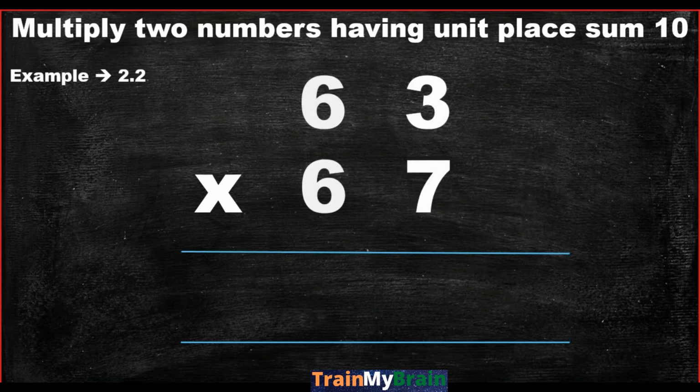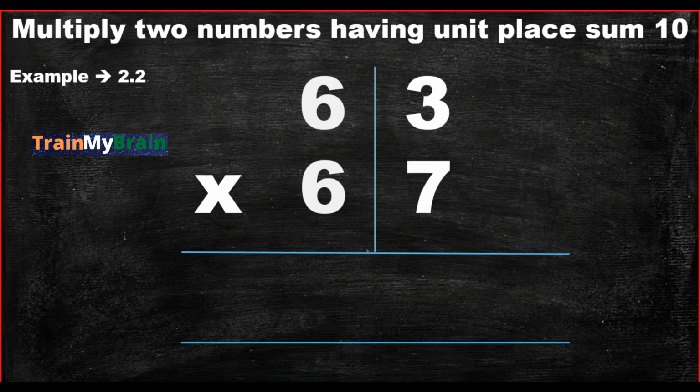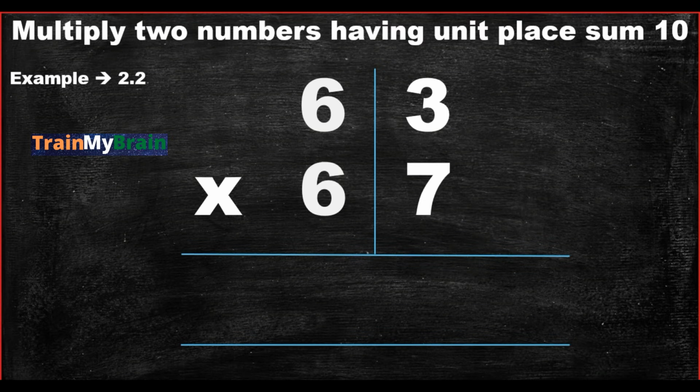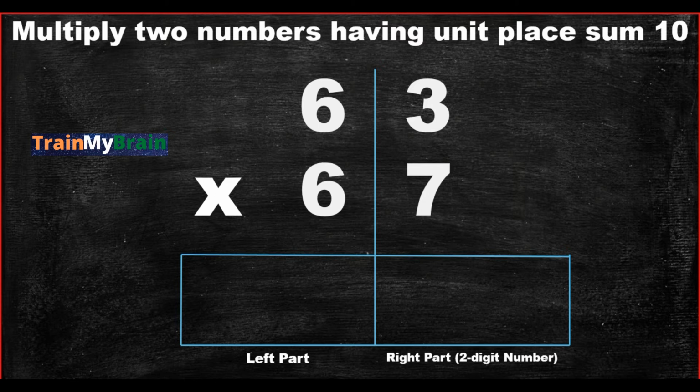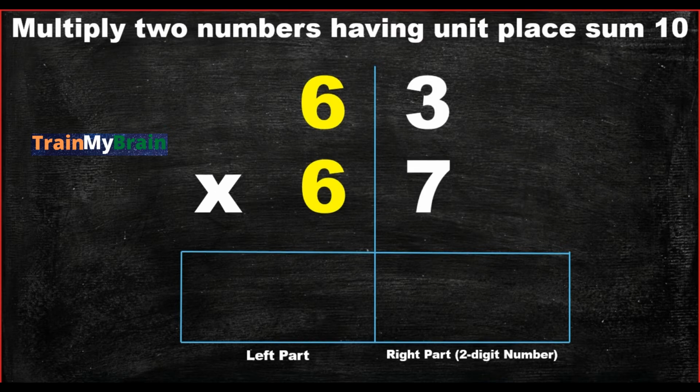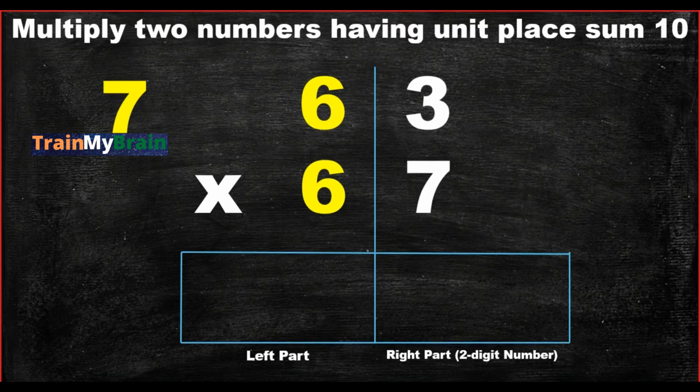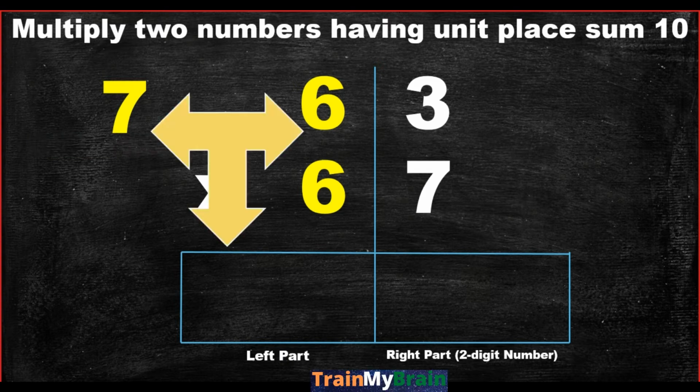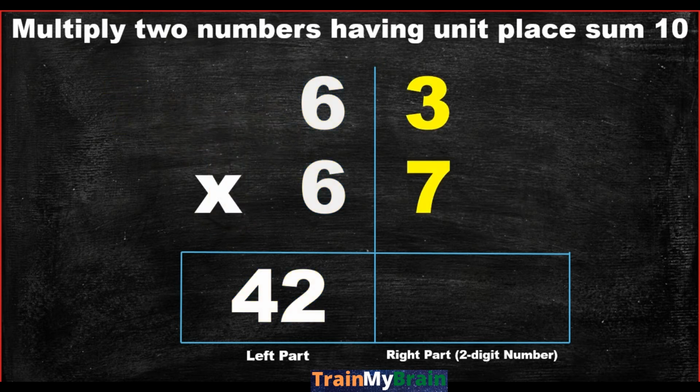Take one more example. 63 into 67. So first look at the unit place. The sum of unit place is 10 and the number other than unit place is 6. So if this condition fulfills, it means we can apply the logic. Create the left and right part. Pick the number other than unit place. Get the next of 6, which will be 7. Multiply 6 with 7, you will get 42. So for the left part we are done.